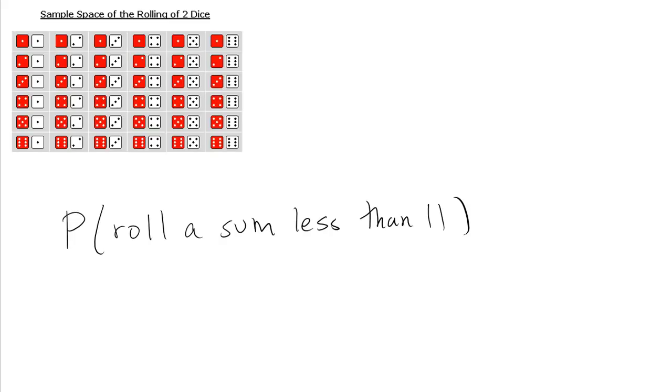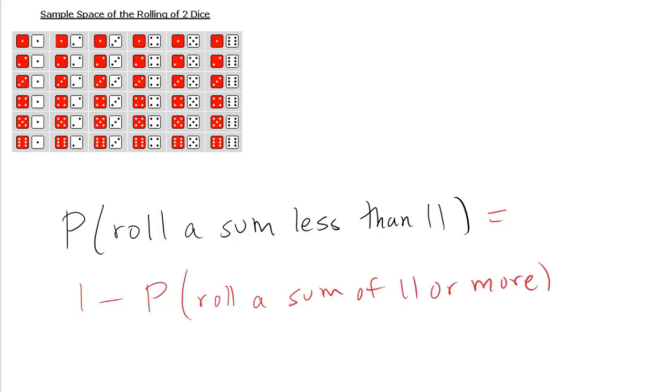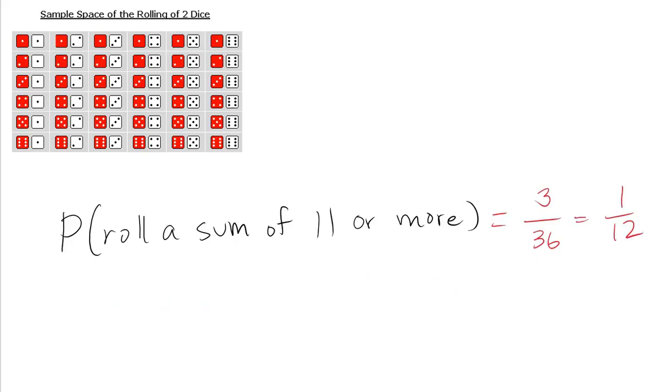And that's what happens here. The probability of rolling a sum less than 11 can be found by doing 1 minus the probability of the complementary event. And what is the opposite of less than 11? It's not greater than 11. It's greater than or equal to 11. That is, rolling a sum of 11 or more. The opposite of less than 11 is 11 or more. And we already know that probability. We just found it. The probability of rolling a sum of 11 or more is 1/12.